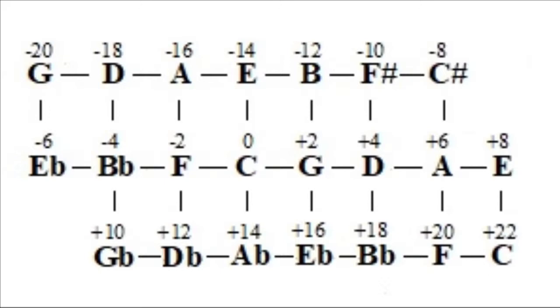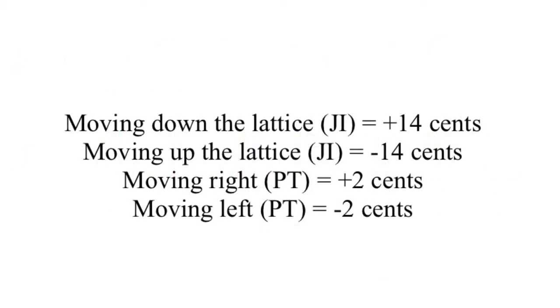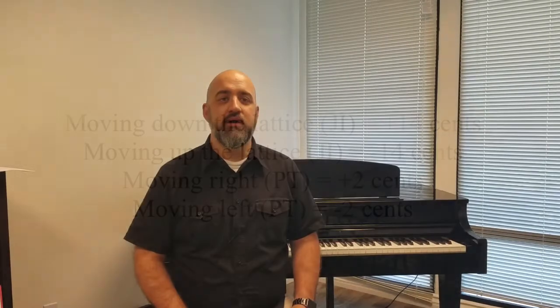Now that can change at any point, of course, as we know, but the pattern is the same. If we move down the lattice, just intonation, we need to go up 14 cents. If we move up the lattice, again, just intonation, we have to go down 14 cents. If we move to the right, which is the Pythagorean ideal, we have to go sharp 2 cents. If we go to the left, it's down 2 cents. Our decision as a conductor, a musician, is which E or which D to choose.